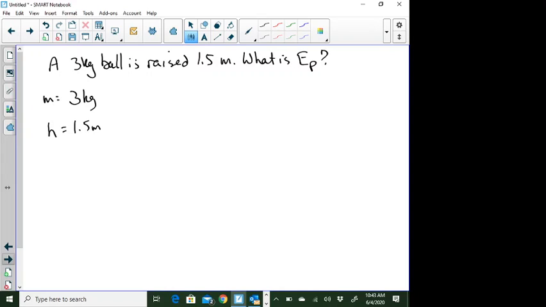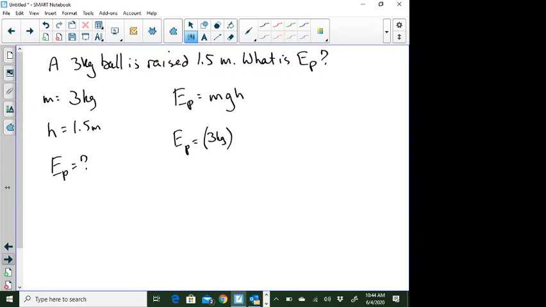Is there any other number in the question? No. What are we trying to find? EP. All right. So to calculate the EP, we look up on our sheet, or we remember, to use M, G, H. And then we can substitute in our values. So EP, M, well, that's our 3 kilograms. G, that's our, G's not there.